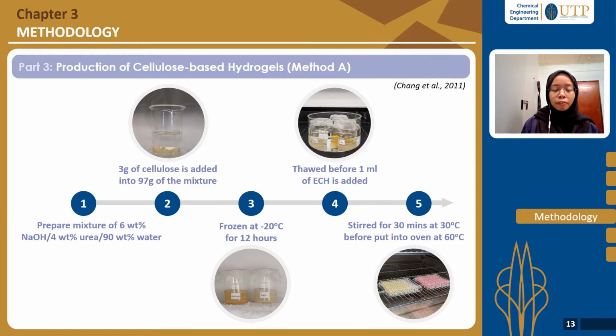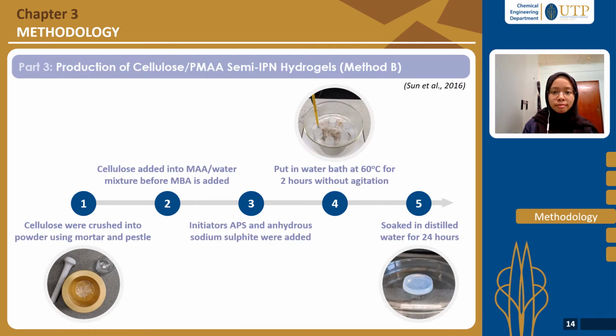The last part of experimental procedures is to produce the hydrogels, in which we have two methods, which are method A and method B. Method A is adopted from Chang et al.'s paper, in which we have used epichlorohydrin or ECH as the crosslink agent. Meanwhile, adopting from Sun et al.'s paper, for method B, we have used MBA as the crosslink agent, and the monomers are cellulose as well as methacrylic acid to form semi-interpenetrating hydrogels. This method utilizes initiators of APS and also anhydrous sodium sulfite.